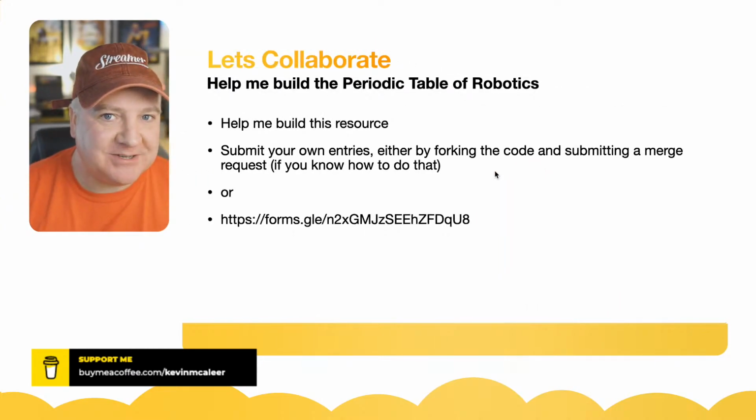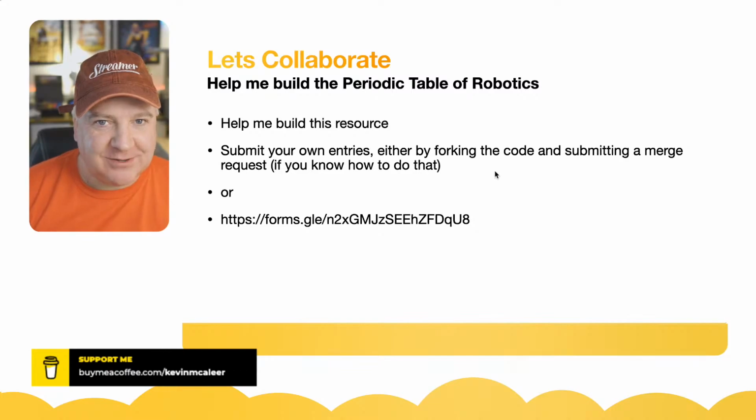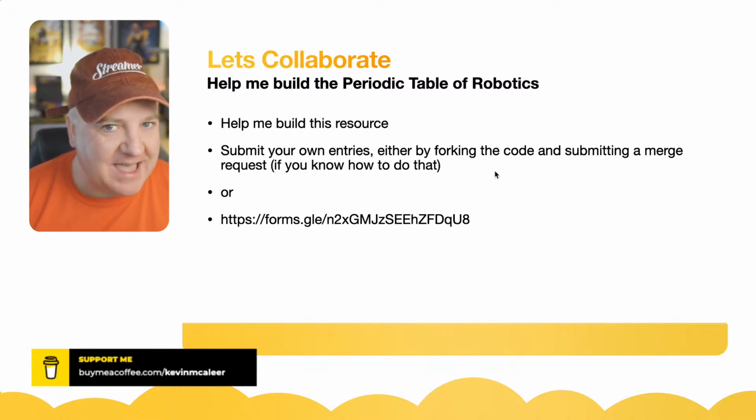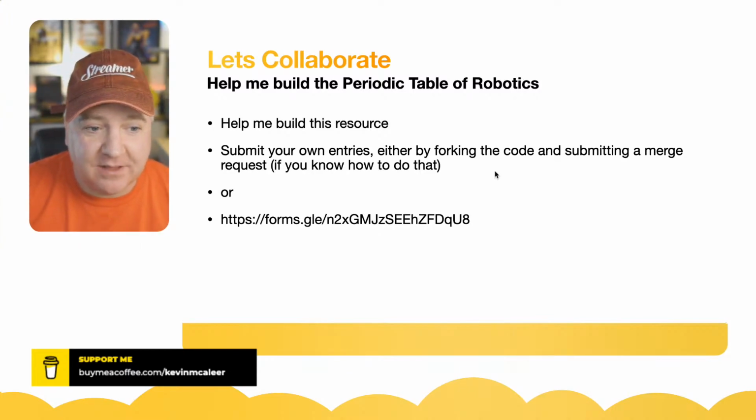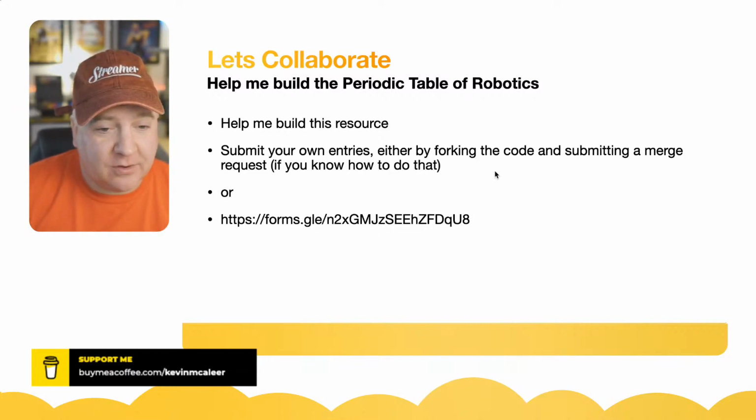So how can you help me do this? I was thinking about creating this all by myself, and then I thought this might never end if I do this. Why not help get the community involved in this? So you can help me build this by submitting your own entries, either by forking the code from GitHub, and if you don't know how to do that, don't worry, you can simply just use this form instead.